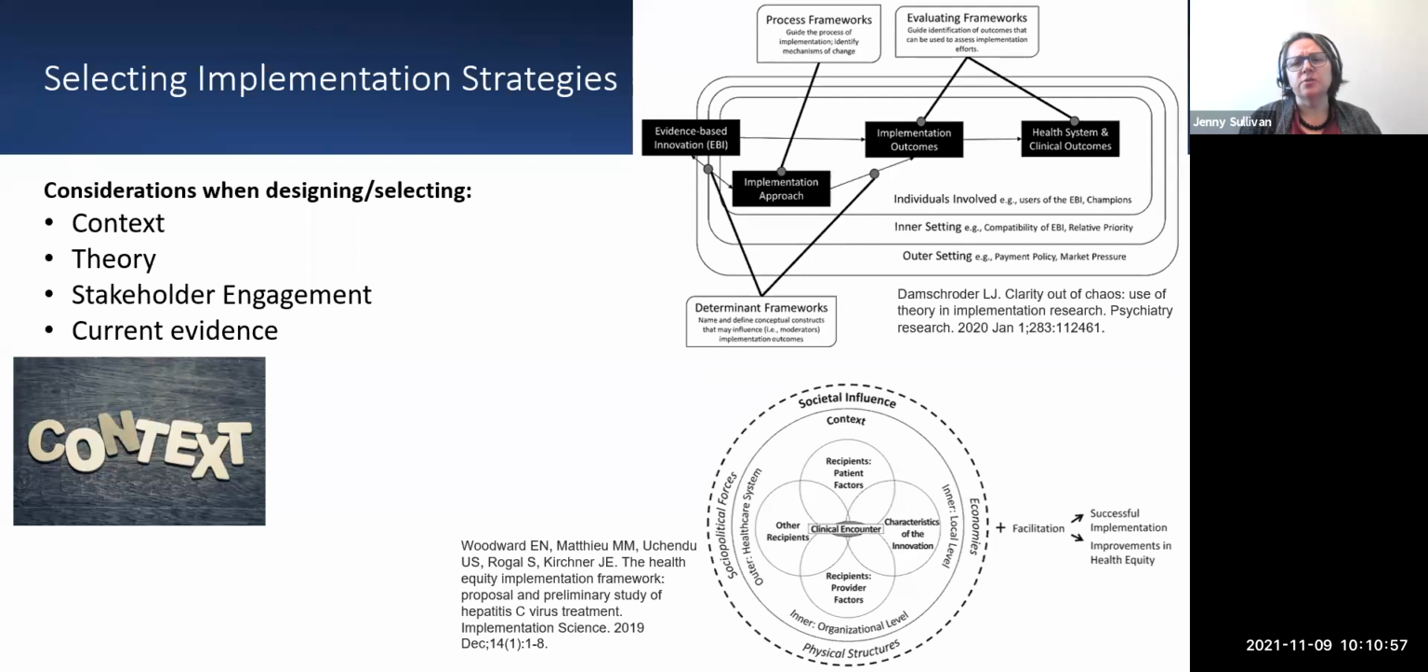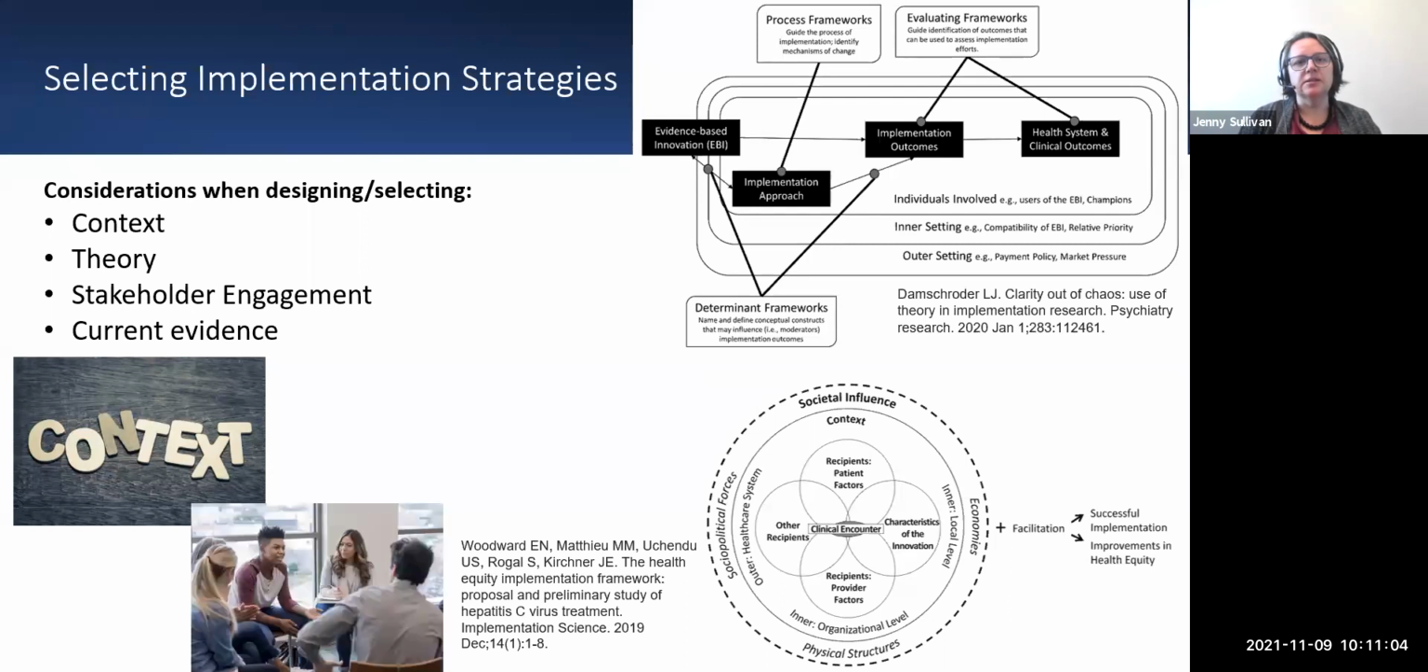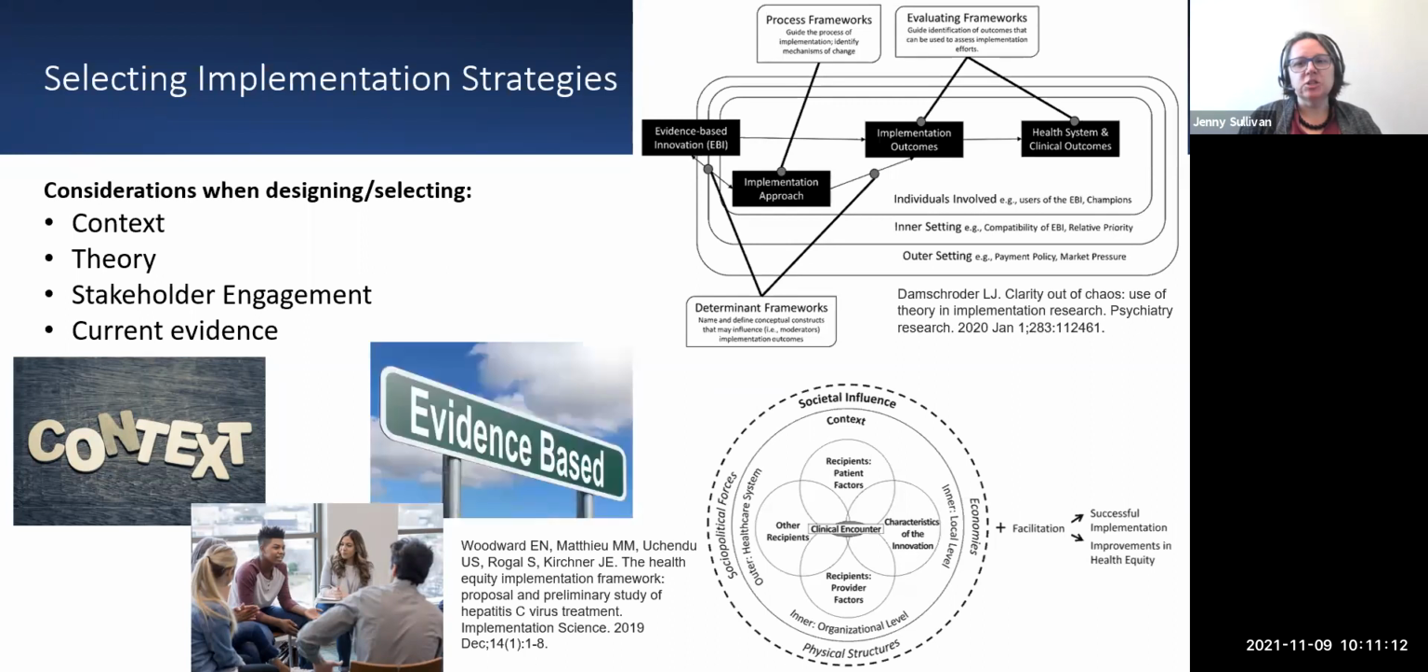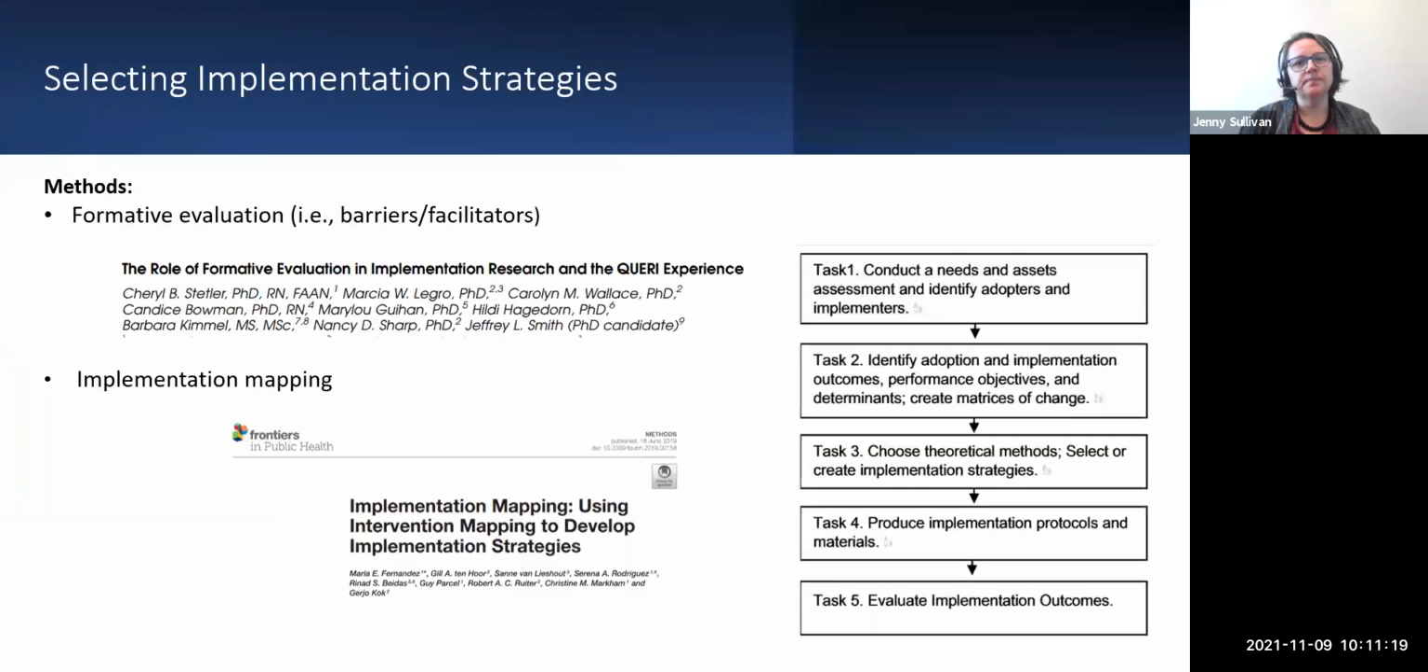So for example, tailoring implementation strategies, or really the innovation itself as well, can enhance uptake of the innovation. So in addition, other things to consider when selecting your implementation strategies are the opinions of stakeholders, utilizing the intervention about which strategies they would actually like to use, and then considerations about selection based on the current state of empirical evidence.